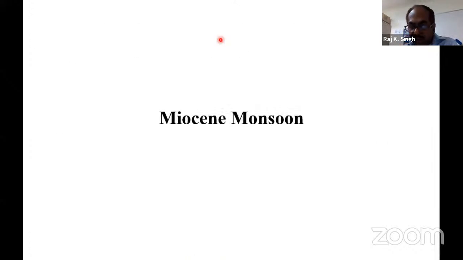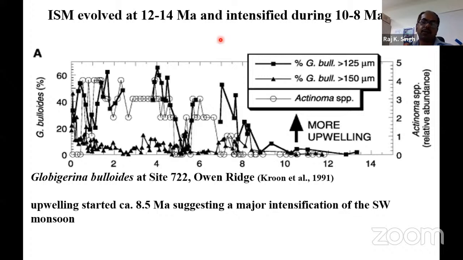If I go to the Miocene monsoon, the earlier record came, as I already told, from ODP sites 722 and 723, where the micropaleontologists monitored the abundance of Globigerina bulloides, a species which is really not supposed to be here because this Oman margin is at 15 degrees north, a warm subtropical climate. This species prefers temperatures between 5 and 10 degrees centigrade, a cool water species, so they indicate more upwelling.